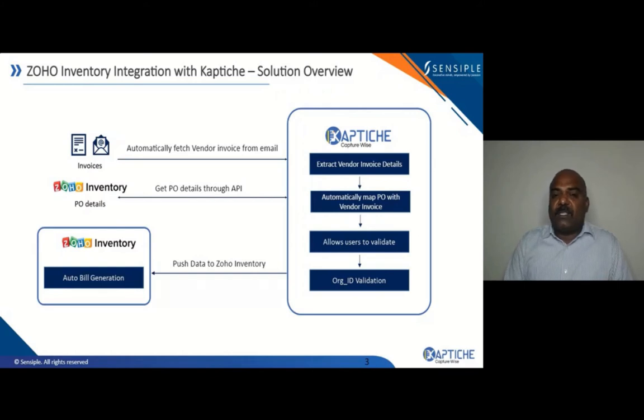Once it's validated, if it is wrong, they have an option to just edit that one particular line and update the data. They don't need to go through the whole document and enter everything manually. Just one thing, they have to edit and change the data and click on generate bill. Then that will go and generate the bill.